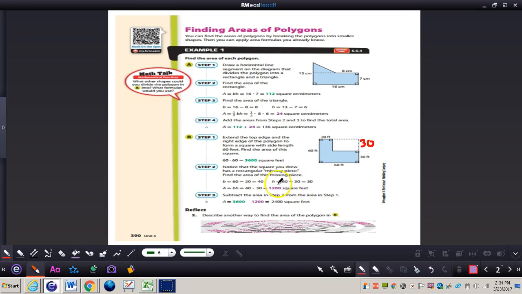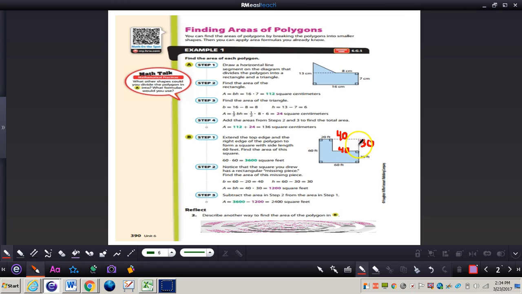Okay, now finding the base, I kind of went backwards here, according to the book. The base, we know it's 60 for the total base, but we also know that this right here is 20. So that must mean this dotted area would be 40 for the base. You could even write 40 here for the actual base there.